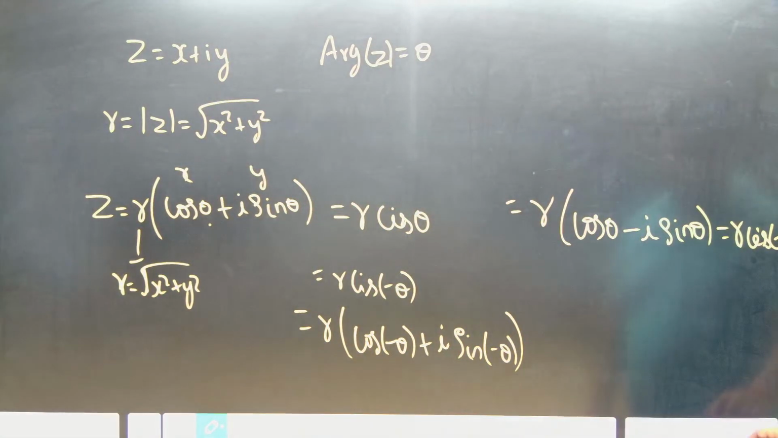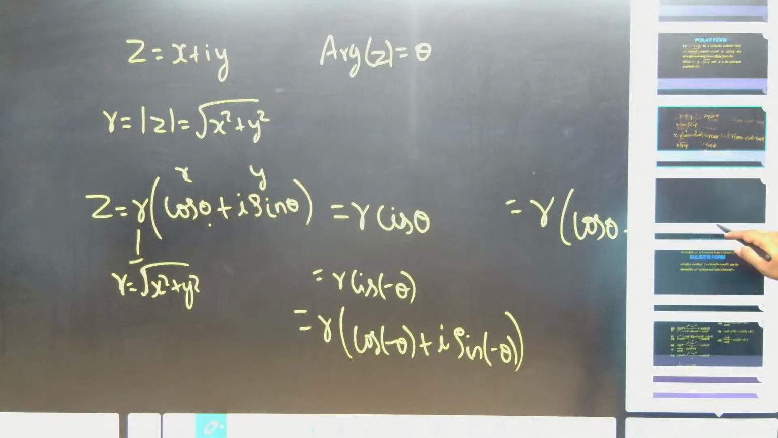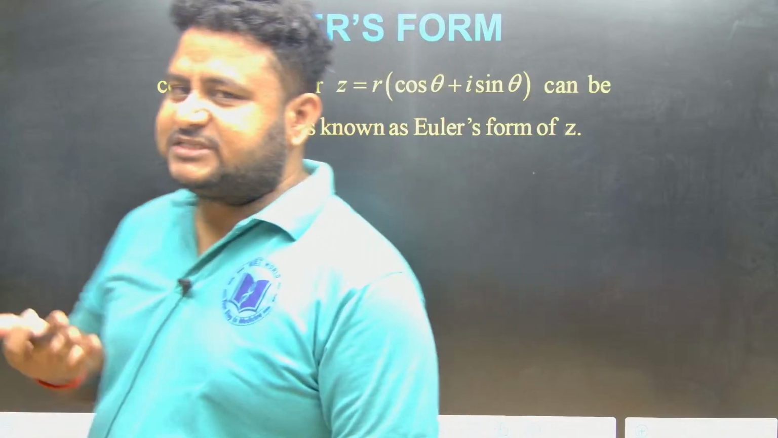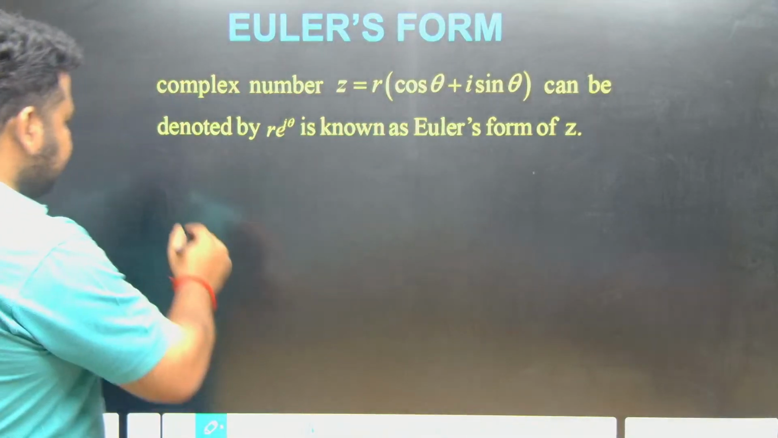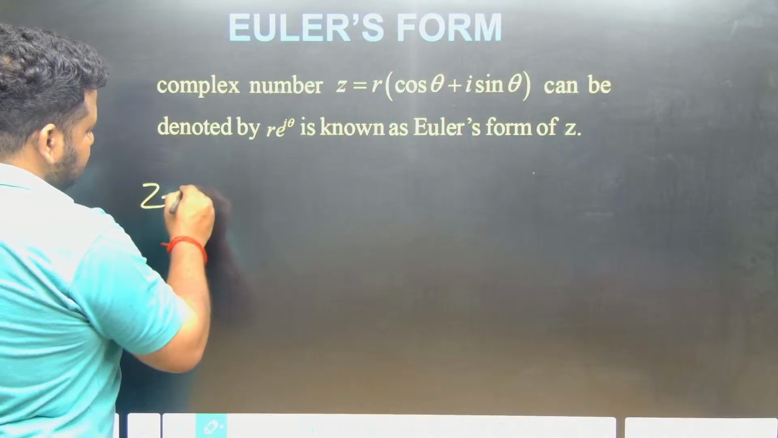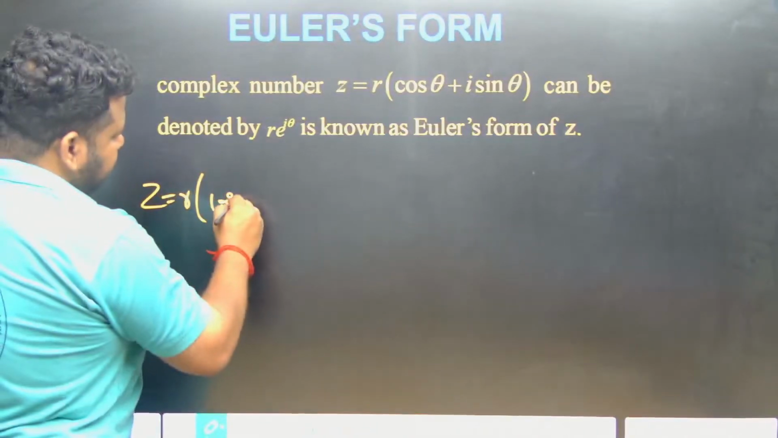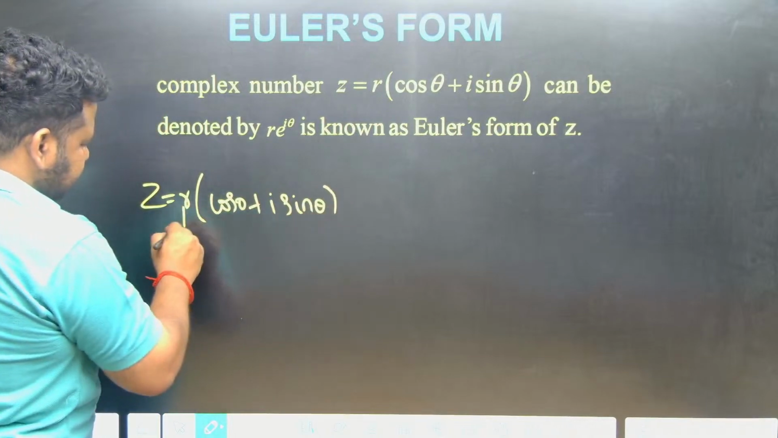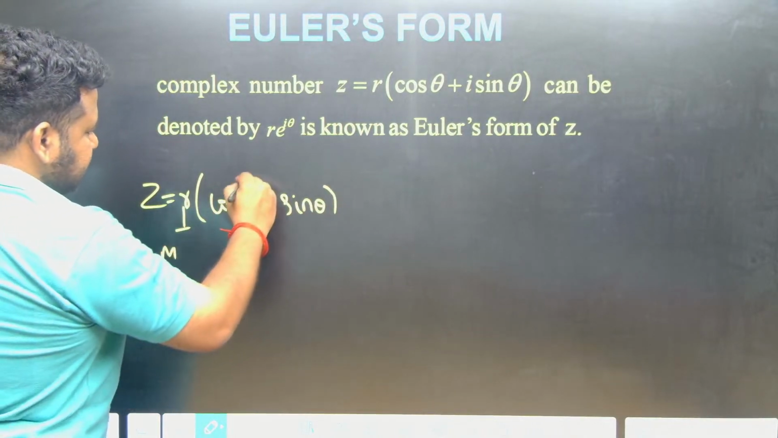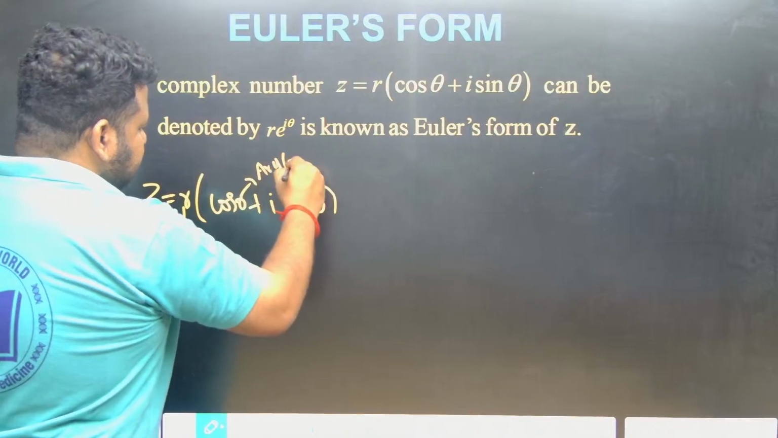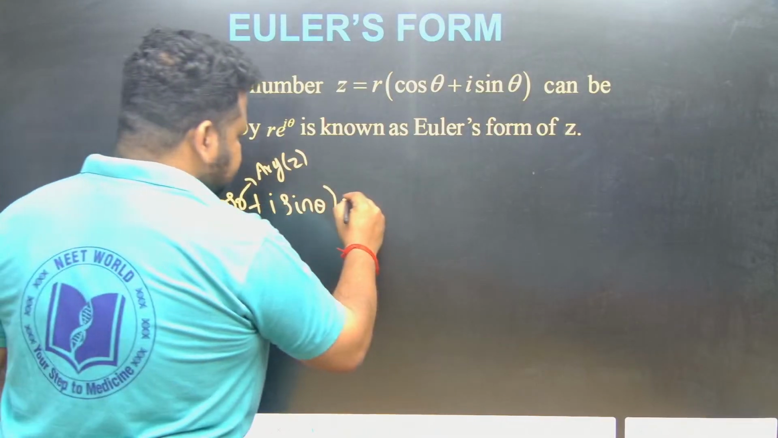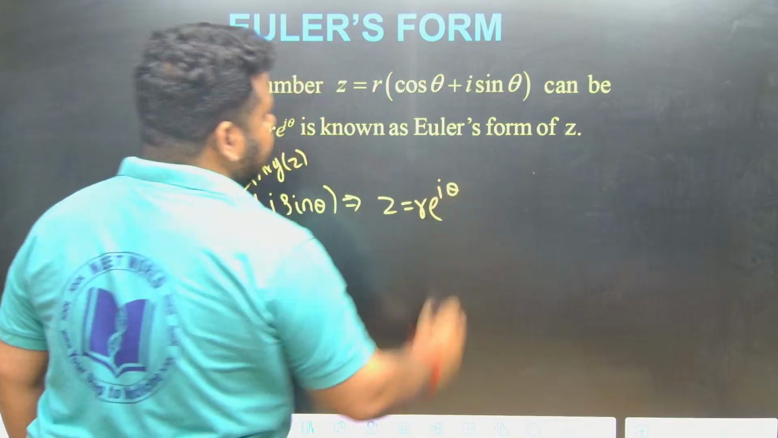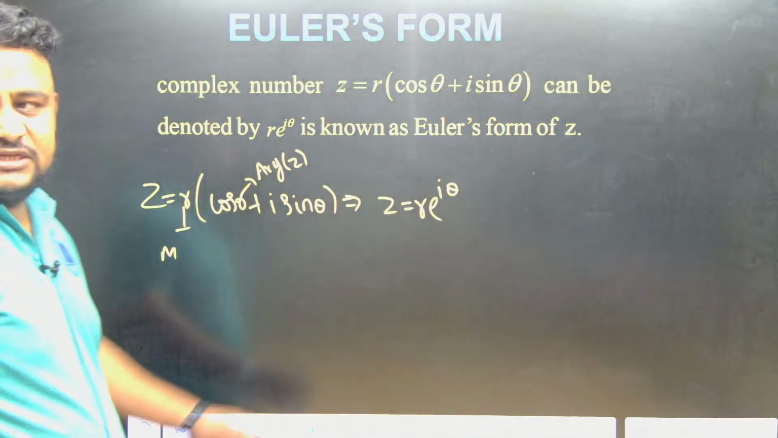That's all we have to know when it comes to the polar form. Next, Euler form. The extension of the polar form itself is the Euler form. What you wrote in polar form, Z is equal to R into cos theta plus I sin theta, where R is the modulus and theta is the argument of Z. If you write Z in the form of R into e power I theta, this is known as Euler form.